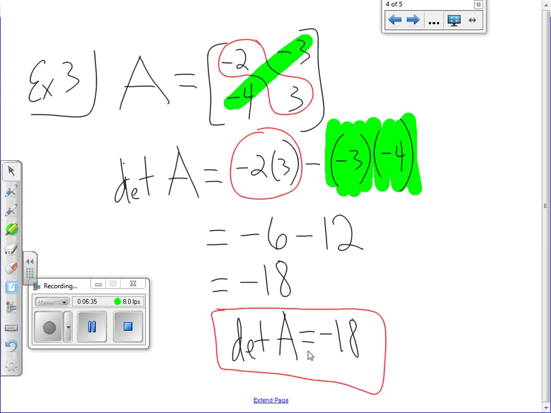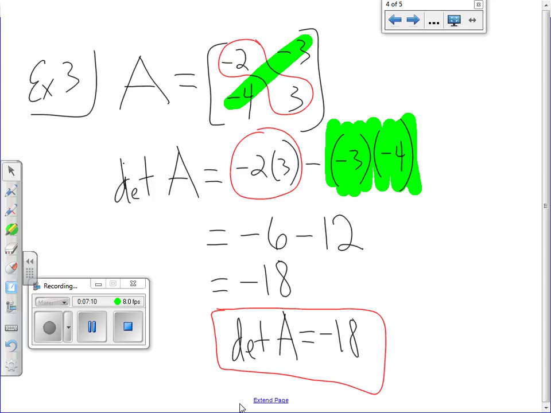Very quickly, the setup: upper left corner to lower right corner, -2 times 3, minus upper right corner to lower left corner, -3 times -4. From there, I just multiply. -2 times 3 is -6. -3 times -4 is +12. The minus in the middle just tells me I'm going to do a subtraction problem. -6 minus 12 makes -18. Hopefully you got the same answer. If you didn't, see if you can find your mistake. Can't find your mistake? Call me over for help.